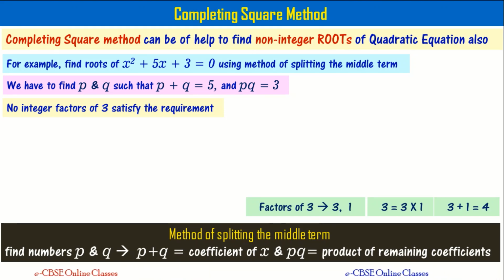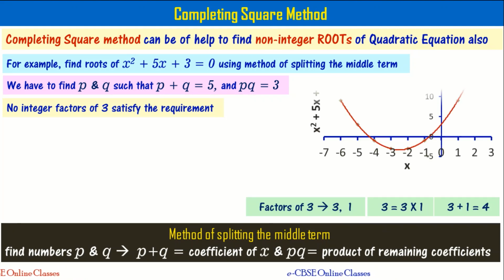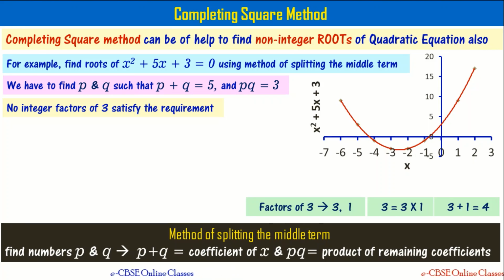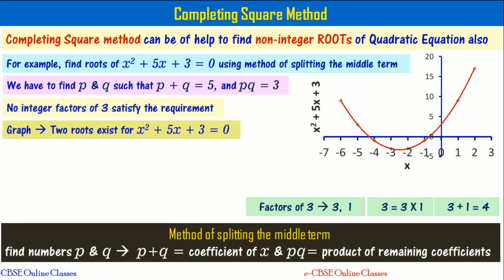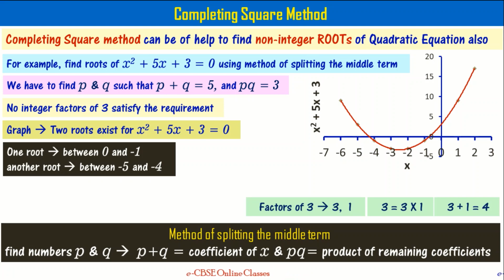Does it mean that there are no roots for this particular equation? That is not true. As you see from this graph, it is cutting through the x-axis at 2 points, right? It means it has got two roots. So from the graph, you can say that one root is lying between 0 and minus 1 and the other root is lying between minus 5 and minus 4. Whereas when you try to solve this particular problem using the method of splitting the middle term, you end up with no solution. But that is not the reality, right?